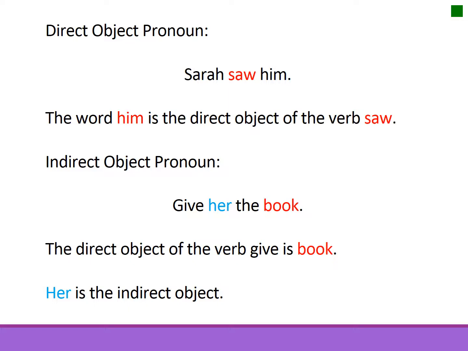An example of a direct object pronoun would be in the sentence, Sarah saw him. The word him is the direct object of the verb saw. An example of an indirect object pronoun would be give her the book. The direct object of the verb in this instance is the book. Therefore, her is the indirect object.